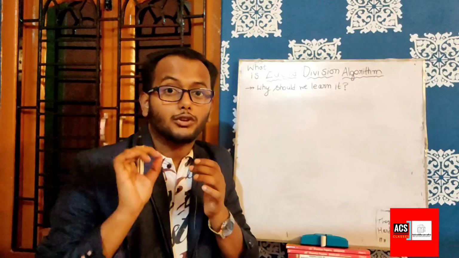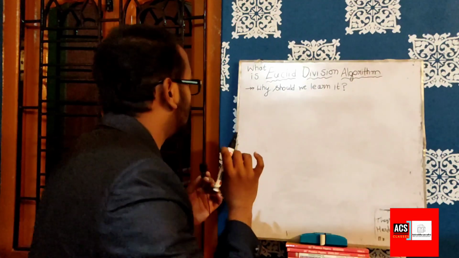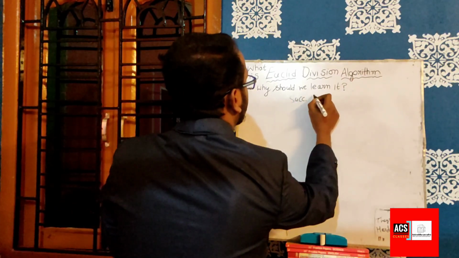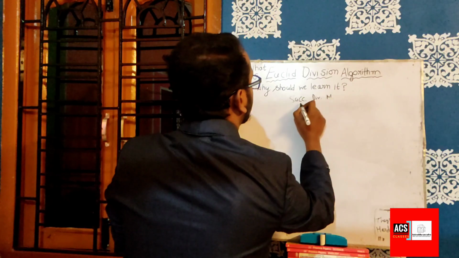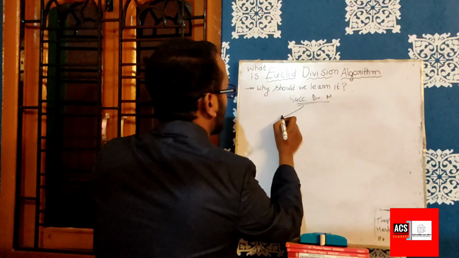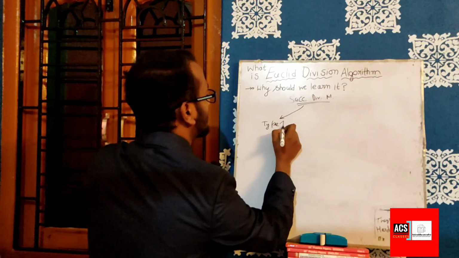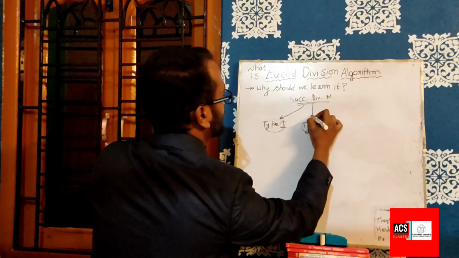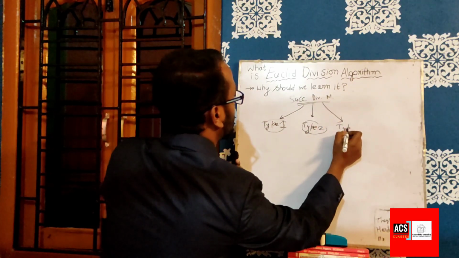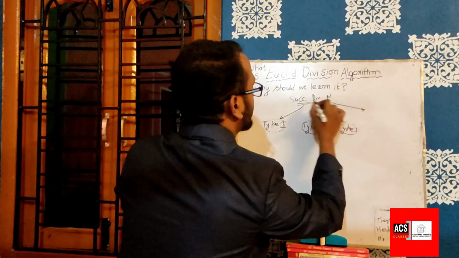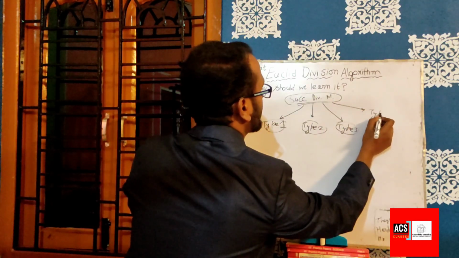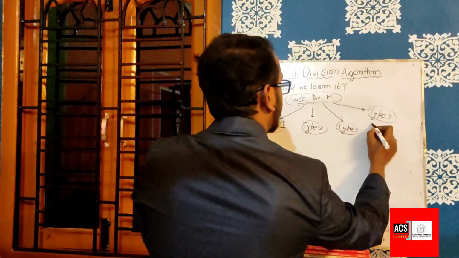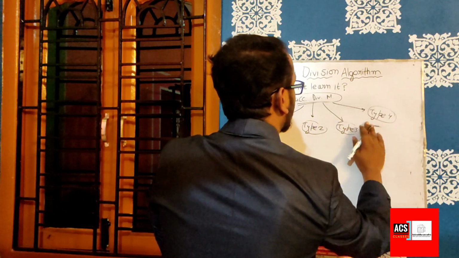Before saying about type 2, let me give you a flowchart or diagram of the successive division method. There are 4 types: type 1, type 2, type 3 and type 4. Type 4 is the word problem, so we are going to do it at the end of the chapter. Let me write down the word problem.